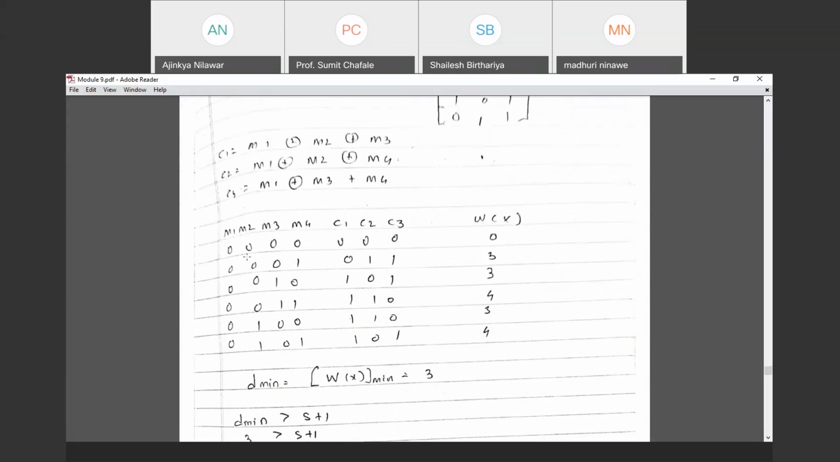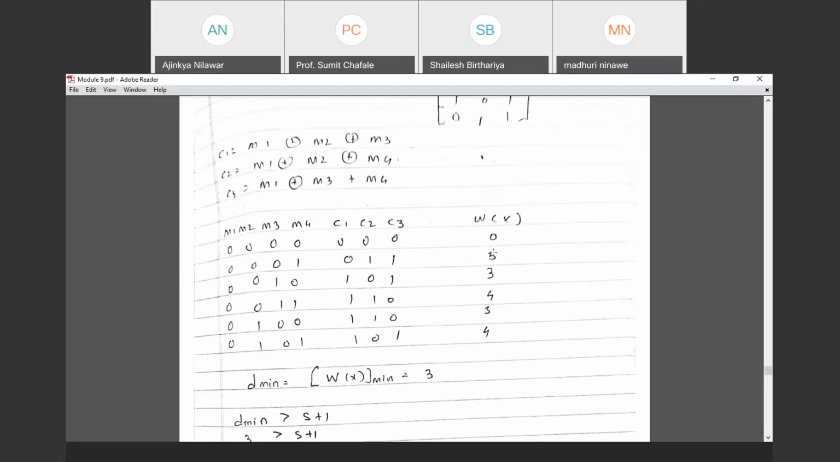From these, first you see all 0, that means not a single 1, hence the weight of the code is 0. In the second one there are 3 ones, hence we write 3. Then here also 3 ones, that is the weight of the code, and from that the minimum distance. In all these, 0, 3, 3, 4, 3, 4, the minimum nonzero weight is 3.